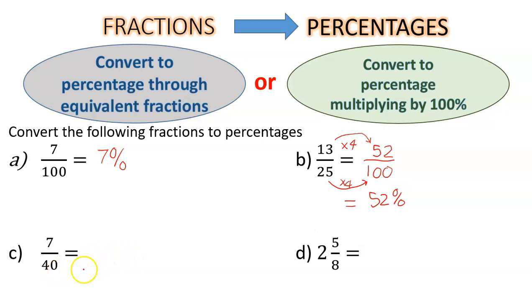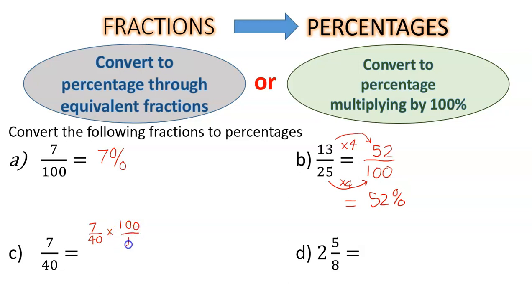Now, in this case here, I've got 7 over 40. Can I create an equivalent fraction of over 100? And I think it's going to be a little bit too hard this time. So what I'm going to use is this method up here. This is the method we're going to use this time. Okay, it says to convert percentages by multiplying by 100. So let's do that. So I'm going to start a little bit higher. I've got 7 over 40 multiplied by 100.